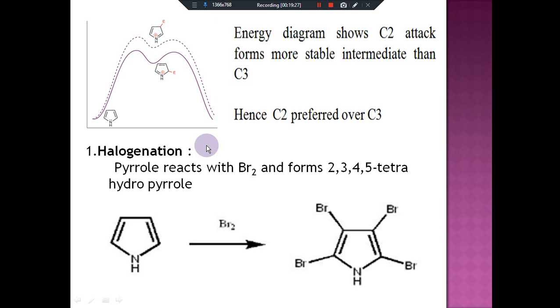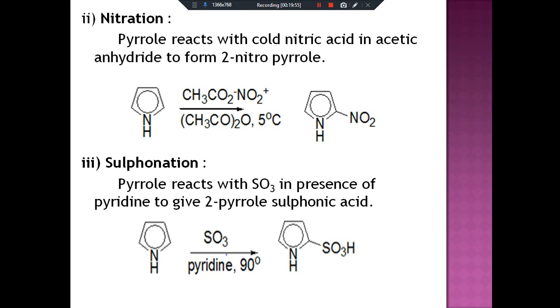So now we are going to see different types of electrophilic substitution reactions. First one is halogenation. Pyrrole reacts vigorously with bromine and forms 2,3,4,5-tetrabromopyrrole. Pyrrole reacts directly with bromine, and the substitution occurs at all 4 positions, second, third, fourth and fifth, forming the polyhalogenated product 2,3,4,5-tetrabromopyrrole.